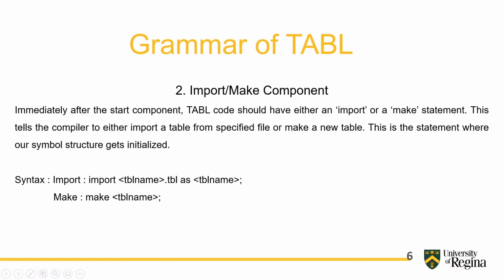The import or make component appears just after the start component. I would say this will be the second line of the code. The main purpose of using the import or make component is to give options to the user whether to import a table which is already created and saved in a particular file which they would like to work on, or to make a new table from scratch. From this statement, we can initialize the symbol structure. We can see the syntax of the import statement as well as the make statement below.